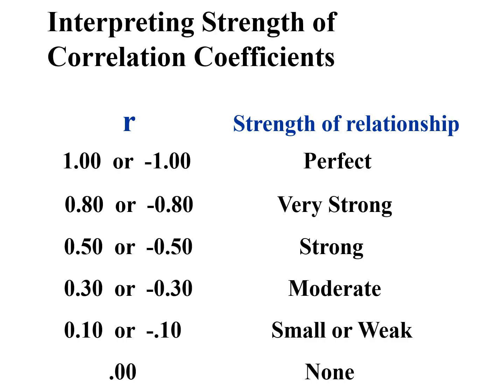When statisticians interpret correlation coefficients, here are some of the terms they often use. A correlation of 1 or -1 is perfect. A correlation around 0.80 or -0.80 is very strong. A correlation around 0.50 or -0.50 is strong. A correlation around 0.30 or -0.30 is moderate. A correlation around 0.10 or -0.10 is small or weak, and a correlation of 0 means there is no relationship.